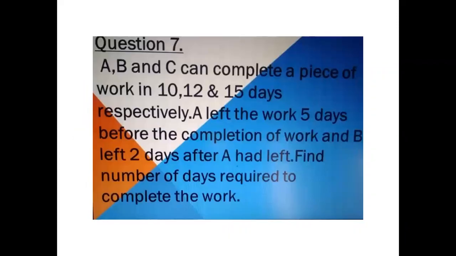Okay, now let's come to this. A, B, and C can complete a piece of work in 10, 12, and 15 days. A left 5 days before the completion of the work, and B left 2 days after A had left. So it means initially A, B, C are working together.